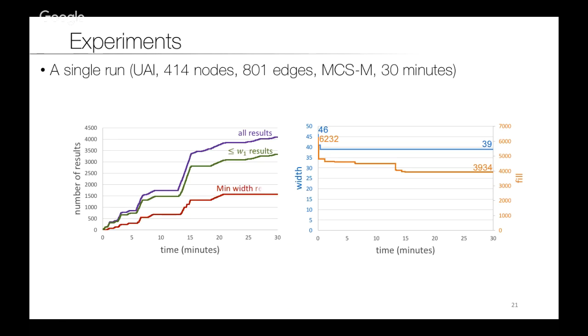So we know we have a lot of results, and we know that we can improve on measures, but how many of the results are good? Do we have just one, or do we have a lot? So we checked that as well. And the green line is the number of results which are at least as good as the first result, the one we would get by just applying the method, in terms of width. And the red line is the number of results with the minimal width we could find. So that's results with width 39.